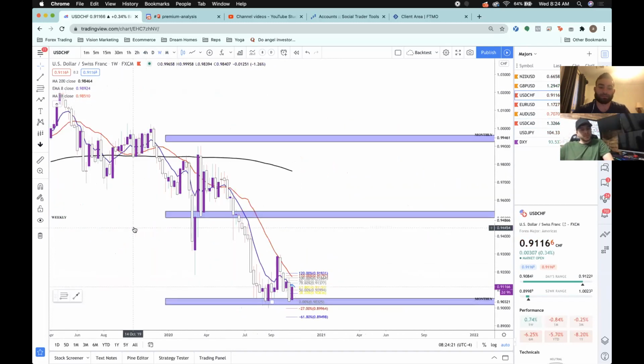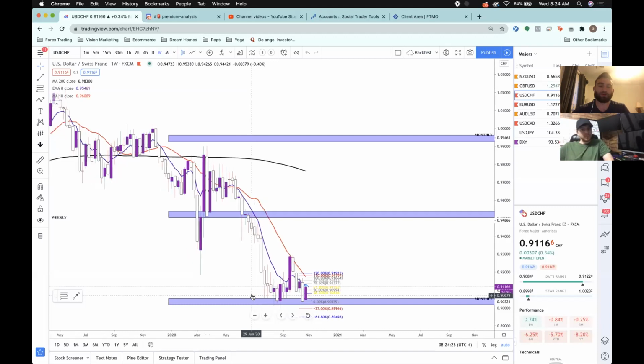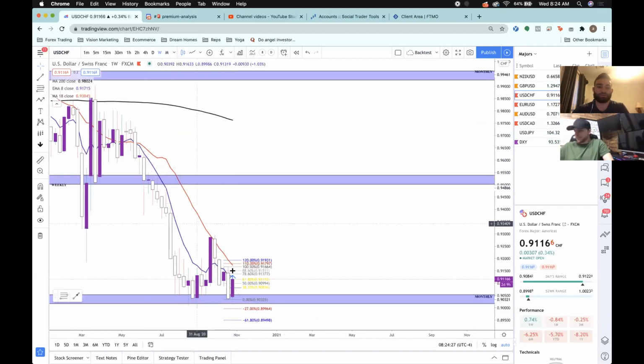So this level right here is definitely a support level, but USEF on the weekly is still very much bearish, below the moving averages. Last week's candle closed extremely bearish. So we were kind of just basing this off of every time we've come into this level, buyers have stepped in, and that's continuing.